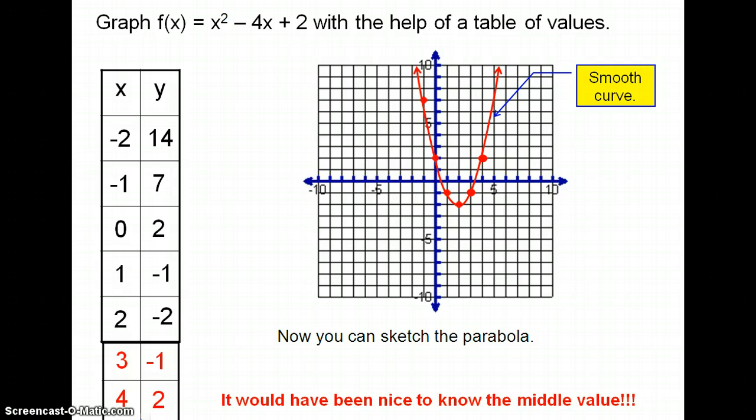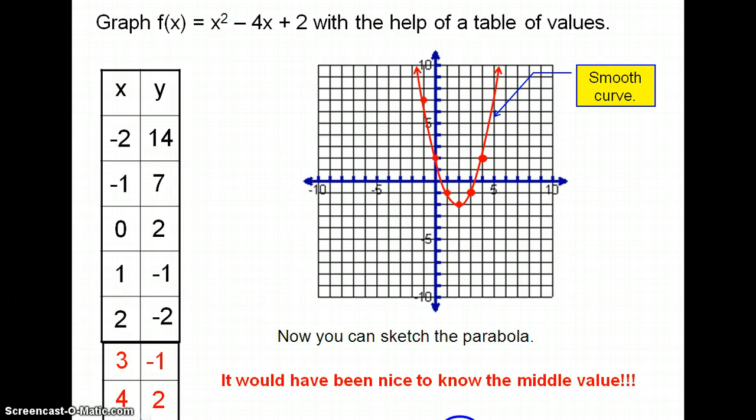Alright, it would always be nice to know this middle value. This we're going to call the vertex. If we had known that point first, we would have known we needed to go up this way and up that way. And that will help us make our table of values better. Because you know it's going to go on both sides of the vertex.